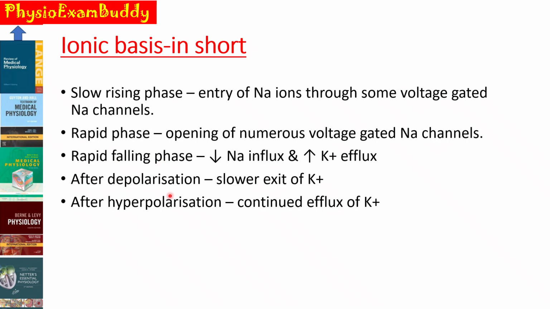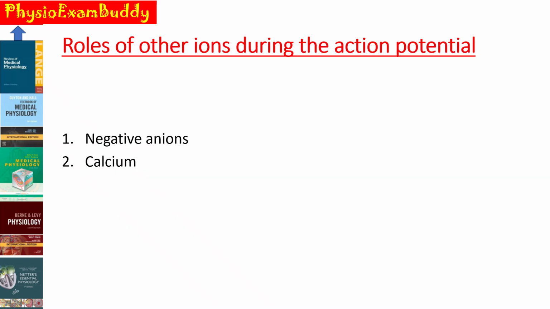And the after depolarization phase is because of the slower exit of potassium, and after hyperpolarization because of the continued efflux of the potassium, that is, the positive ions will be going out. So the membrane inside the neuron becomes more and more negative. That is why the membrane potential goes below -70, that is, below the resting membrane value.